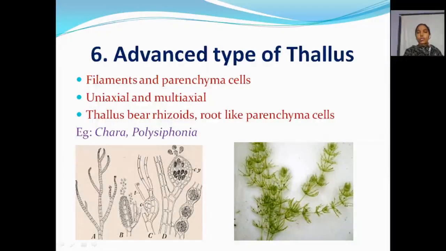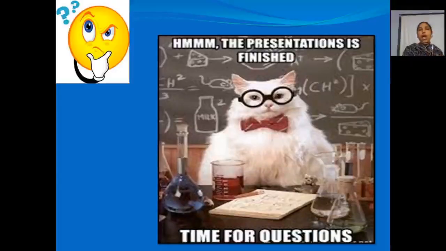Then this is a Polysiphonia. This is known for the branches, axis, multi-axis, different branches, and look, see here, its cells appear like parenchyma cells. That is root-like, parenchyma cells, rhizoids, then root-like and also having parenchyma cells. So this is advanced type, looks like higher angiosperms. So I hope you may be clear regarding this class.